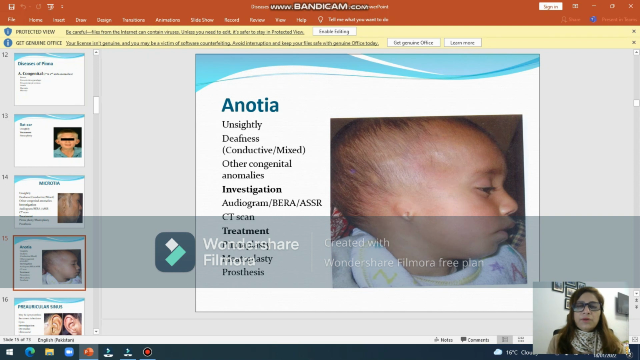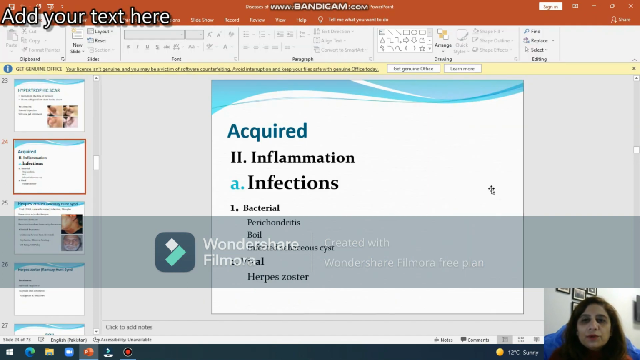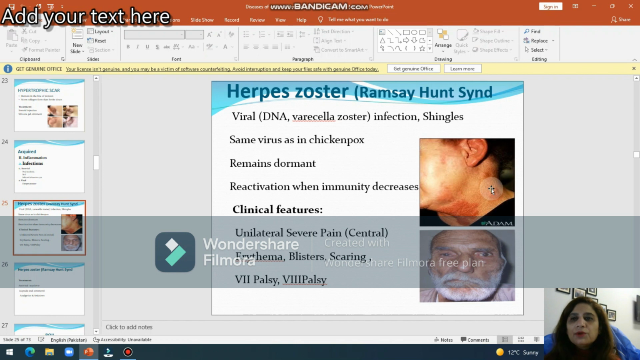Now the acquired diseases of the pinna. We also include inflammation. Inflammation may be due to infection, and infections of the pinna are usually bacterial and viral. In bacterial, we have discussed perichondritis, and now we will discuss viral infections and infected sebaceous cyst. In viral infections, the commonest viral infection is herpes zoster. Herpes zoster is also called Ramsay-Hunt syndrome or shingles. It is caused by varicella zoster virus, that is a DNA virus. It is the same virus that causes chickenpox in children.